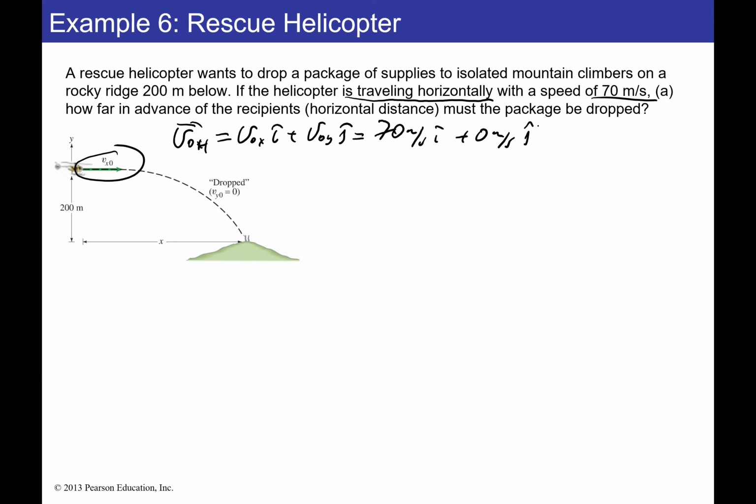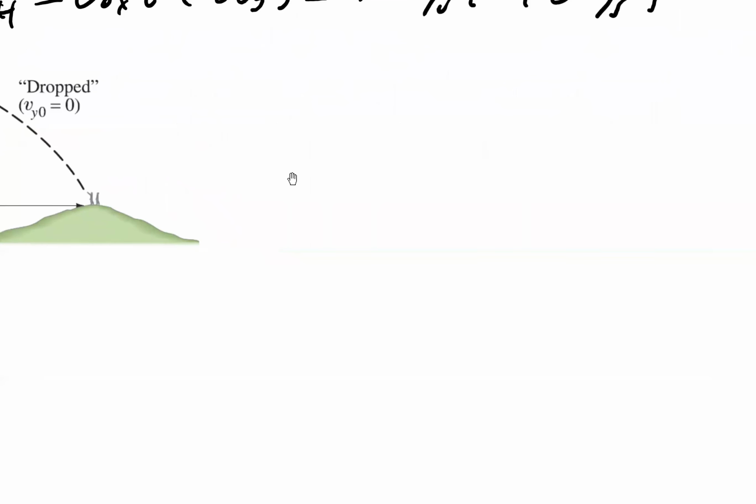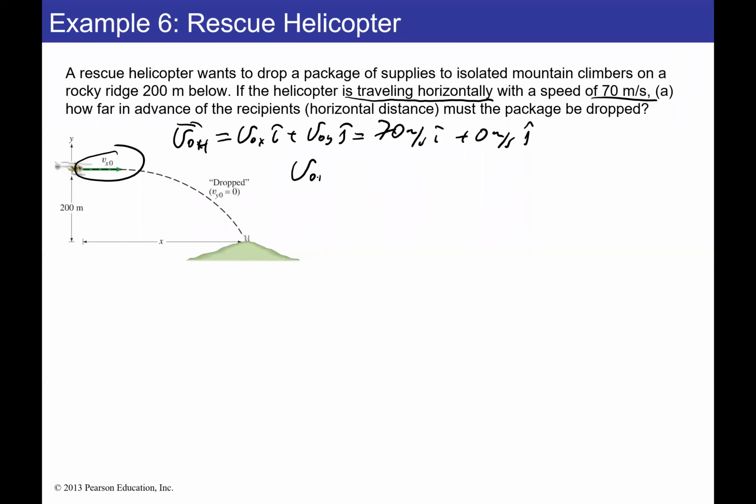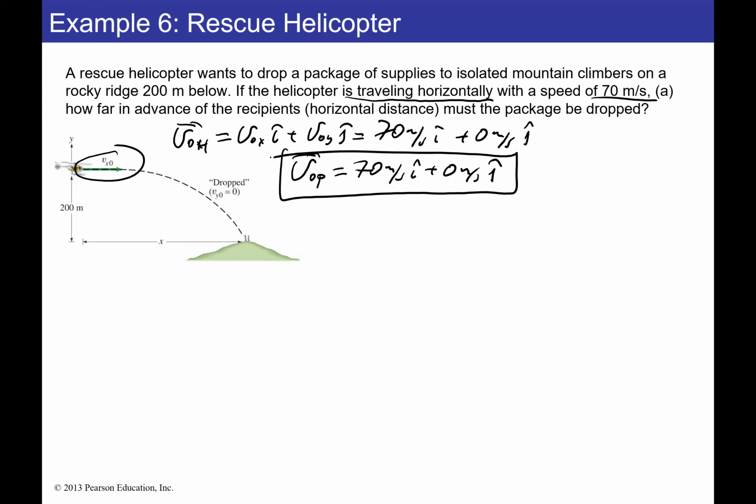When the package is dropped, it doesn't just go straight down, which sometimes students think is how it happens. No, when you drop the package, at the initial time, it's actually moving exactly the same way as the helicopter. That means the initial velocity of the package will also be 7 meters per second I hat plus 0 meters per second J hat. This means it has no Y component, which means theta initial here is 0 degrees. It's only moving horizontally. So that's why it's a zero launch angle with no initial velocity component.